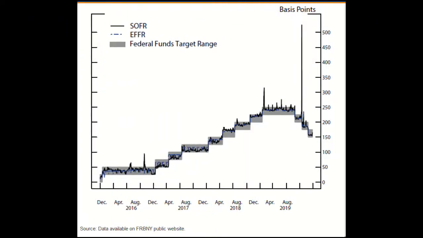So here we have the effective Fed funds rate right here, which means it's the actual Fed funds rate. We have the Fed funds target in gray, and then we have SOFR, the secured overnight financing rate. These are all interbank lending. Fed funds is unsecured lending. SOFR means secured overnight financing rate. It's secured by collateral, kind of like repos, but with no agreement to repurchase.